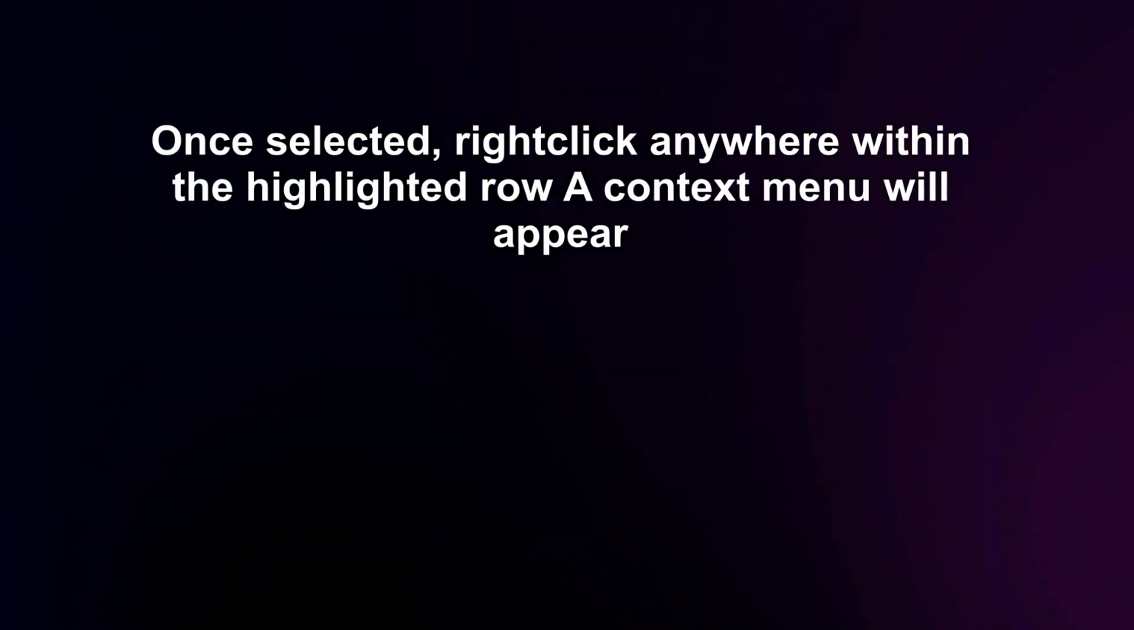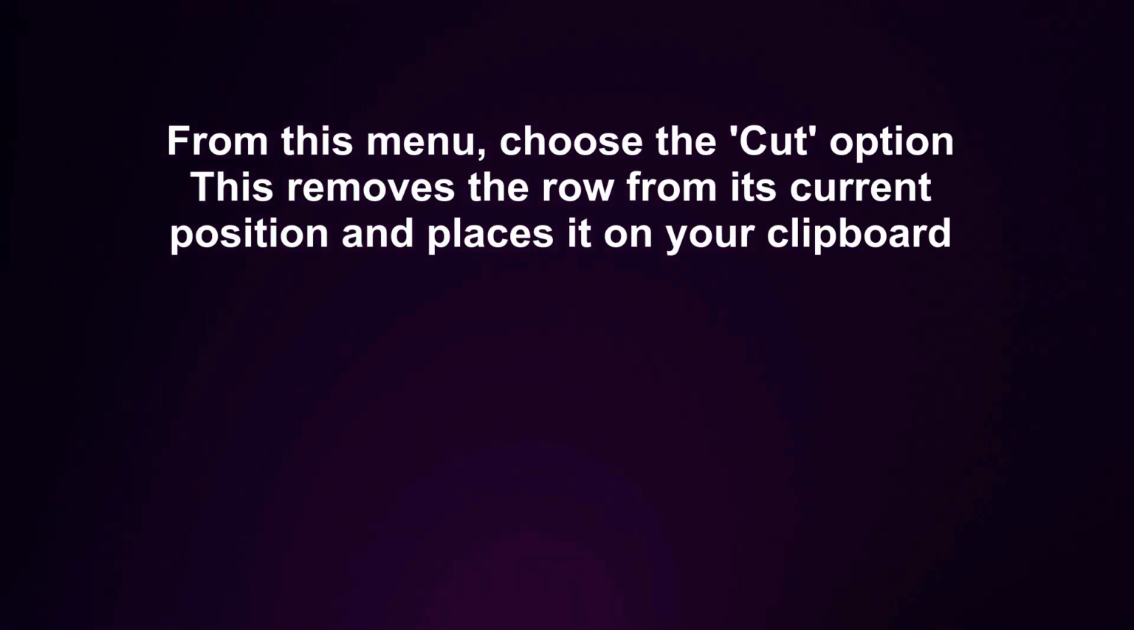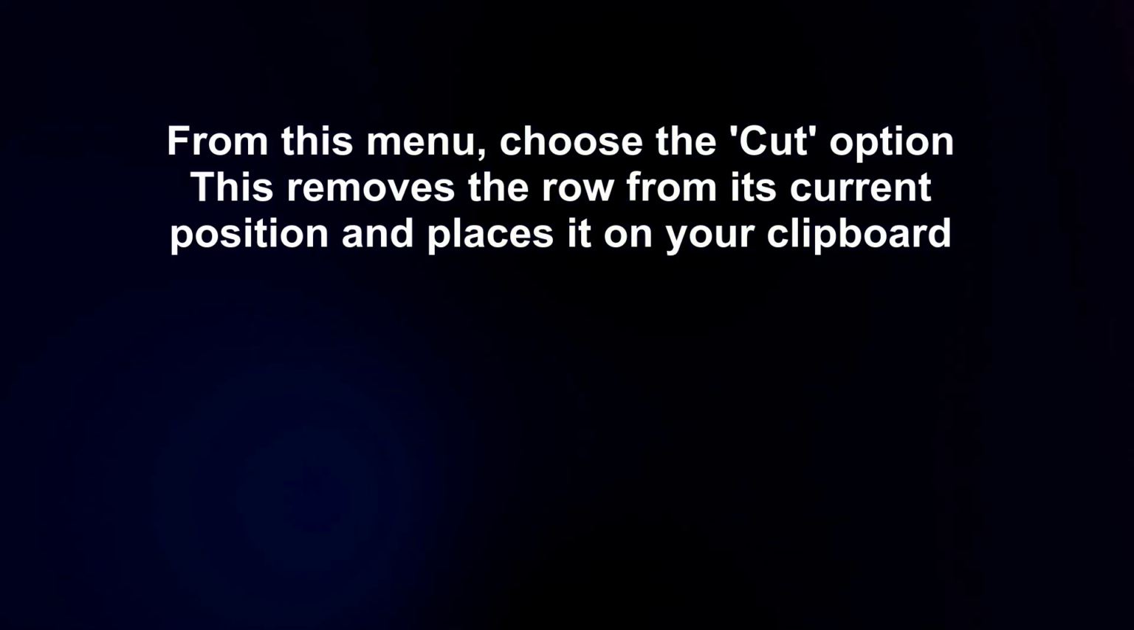Once selected, right-click anywhere within the highlighted row. A context menu will appear. From this menu, choose the Cut option. This removes the row from its current position and places it on your clipboard.